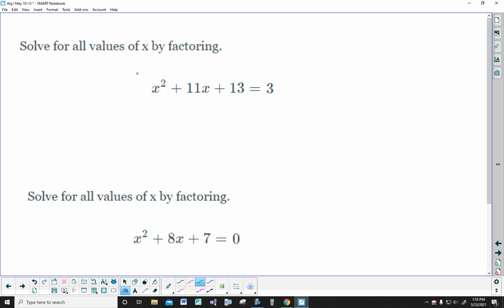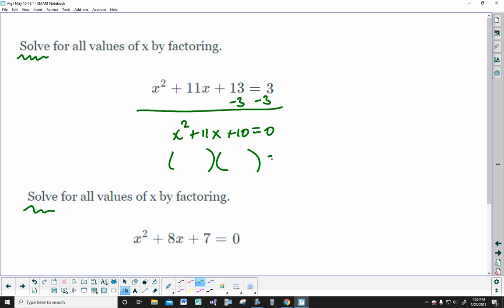Okay? Now it says solve for all values of x. So the first thing you do is still put the thing in standard form. Still get it equal to 0. And I'll show you why you want that equal to 0 right now. First thing you do is you factor this. The leading coefficient is 1, so you're asking what multiplies to 10 and adds to 11. That would be 10 and 1.